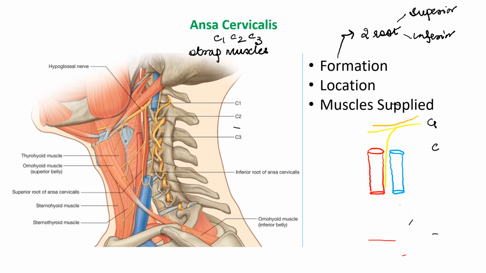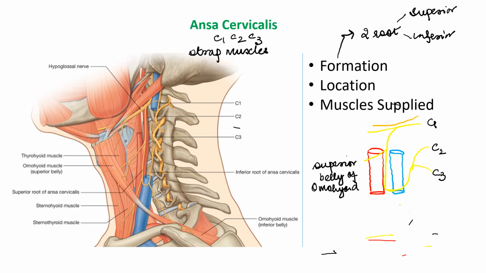The C2 as well as C3 forms the inferior root of the Ansa cervicalis, which is initially lateral to the internal jugular vein and then comes to lie anterior to it and then joins with the superior root. The superior root gives rise to a branch. Now the superior root is giving rise to a branch which is supplying the superior belly of omohyoid. So the superior belly of omohyoid is getting its branch from the superior root.